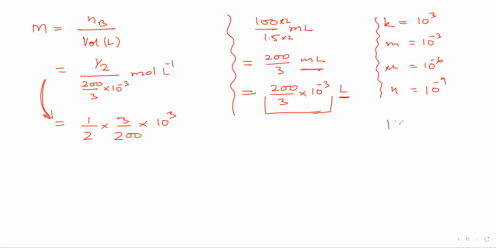For example, if I say 1 kg, what do you write? 1 into 1000 grams. So where does this 1000 come from? This 1000 is nothing but kilo. Okay, K means 1000. Similarly, M means 10 to the power minus 3.